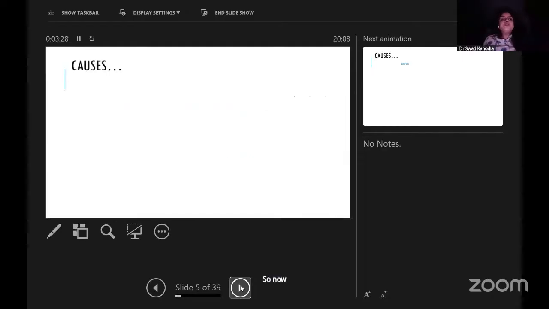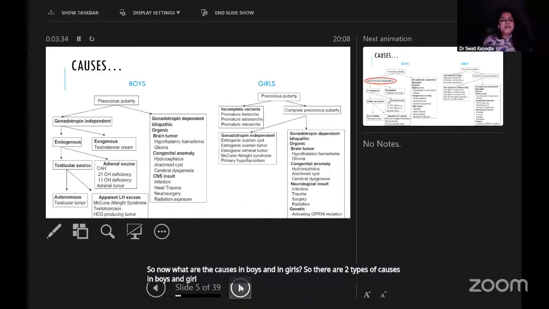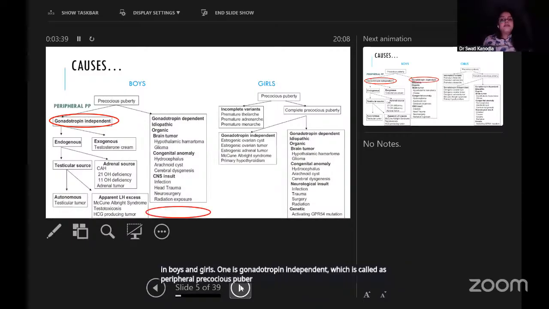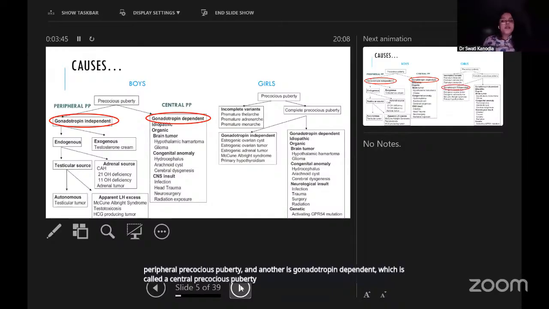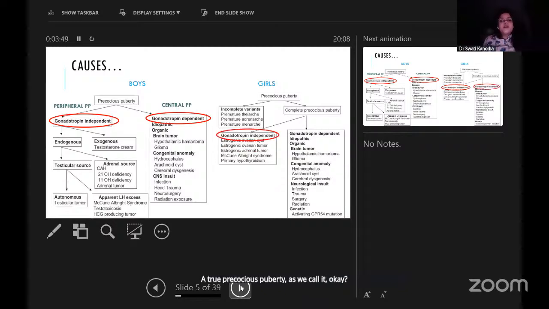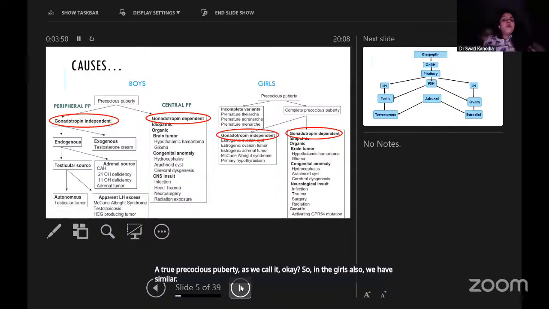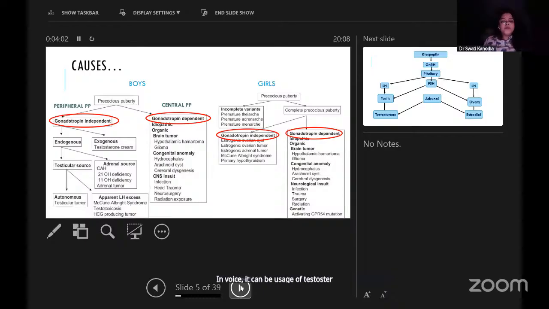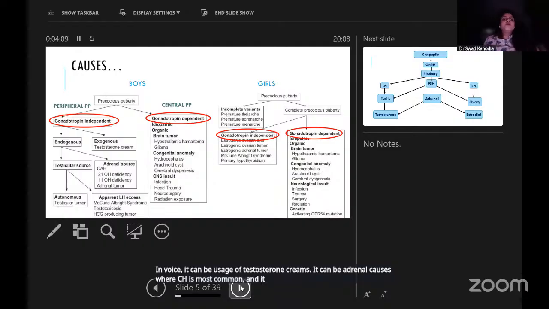Okay. So now what are the causes in boys and in girls? There are two types of causes in boys and girls. One is gonadotropin independent, which is called peripheral precocious puberty, and another is gonadotropin dependent, which is called central precocious puberty or true precocious puberty, as we call it. In the girls also we have similar. Now, gonadotropin independent is the one where the pituitary is not involved. So it has external causes. In boys, it can be usage of testosterone creams. It can be adrenal causes where CAH is most common, and it can be a testicular or gonadal cause.